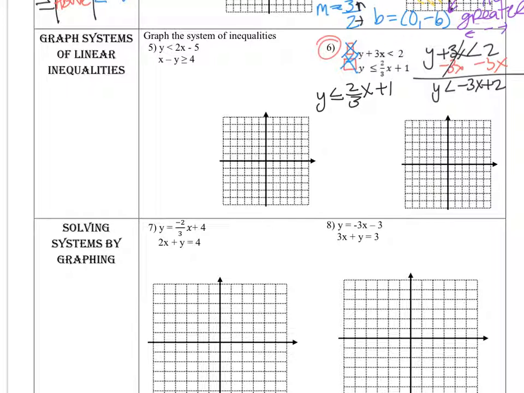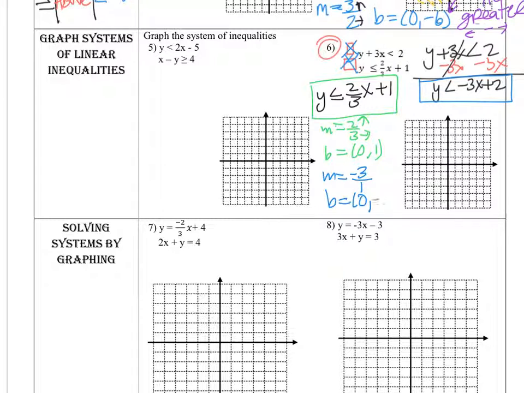So I'm going to color code them. We're going to make this one green, and I'm going to make this one blue. So let's collect our information. For my green equation, my slope is going to be 2/3. So I'm going to go up 2 to the right 3, and my y-intercept is 0, 1. For my blue equation, or inequality, I'm going to be using the slope negative 3 over 1. Sorry, my equal sign looks terrible. Negative 3 over 1. And my y-intercept will be 0, comma, 2.